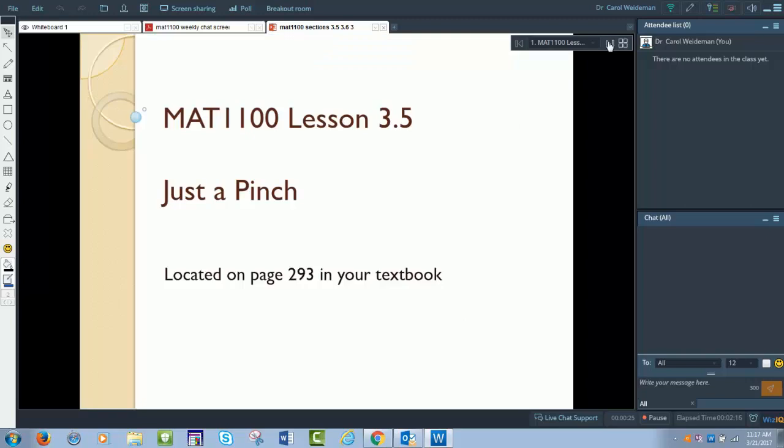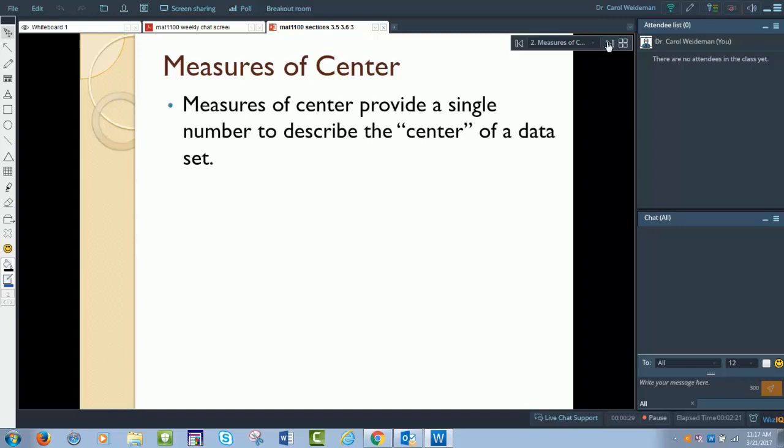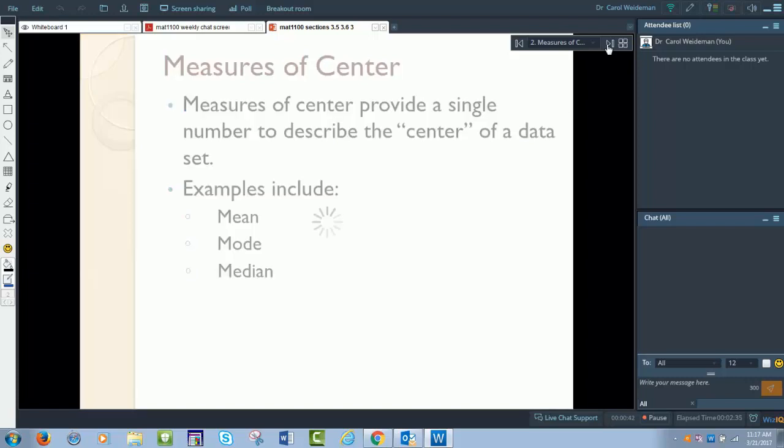10.5, which introduces the concept of the standard deviation. So in prior sections, we learned about measures of center, which provide a single number to describe the center or the average of a data set. Some of the examples we learned about were the mean, the median, and the mode.